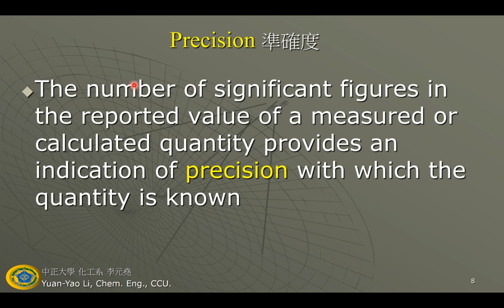What's the definition of precision? The number of significant figures in the reported value of a measured or calculated quantity provides an indication of the precision with which the quantity is known.